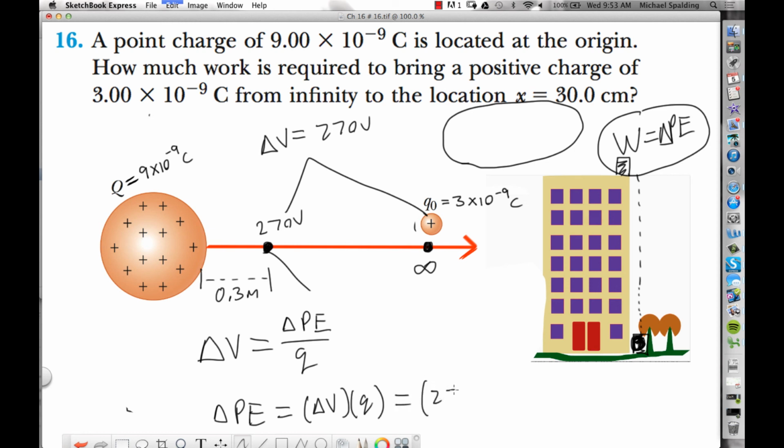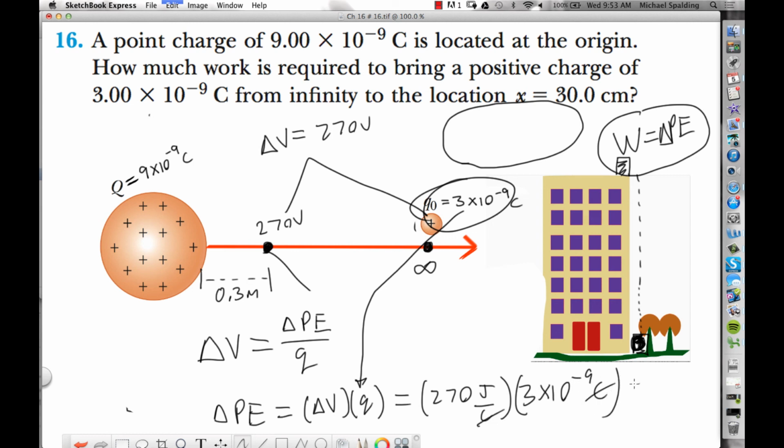The potential difference is 270 volts, but what's a volt? A joule per coulomb. And then what charge is being moved? That's this little guy, 3 times 10 to the negative 9 coulombs, and then the coulombs cancel. So this gives us the answer, which is 8.1 times 10 to the negative 7 joules. Final answer. The change of potential energy is the work done.